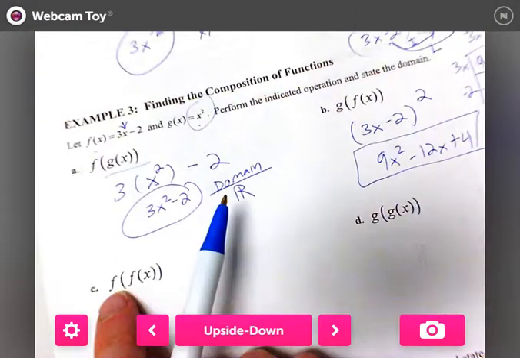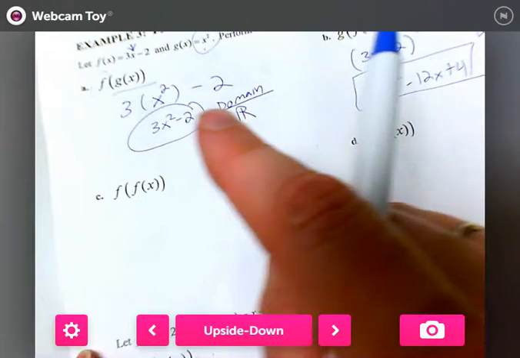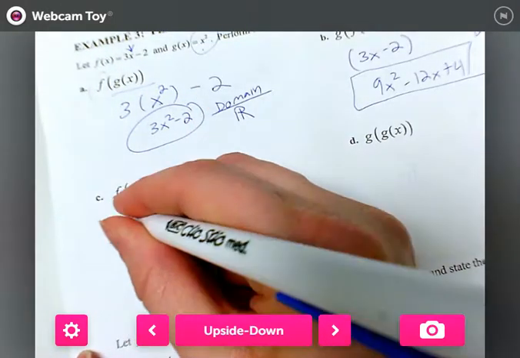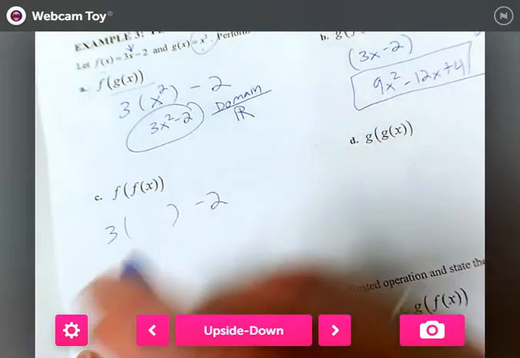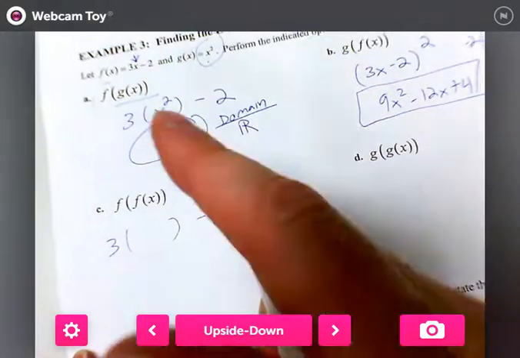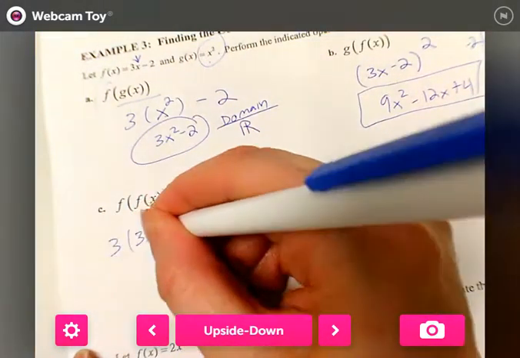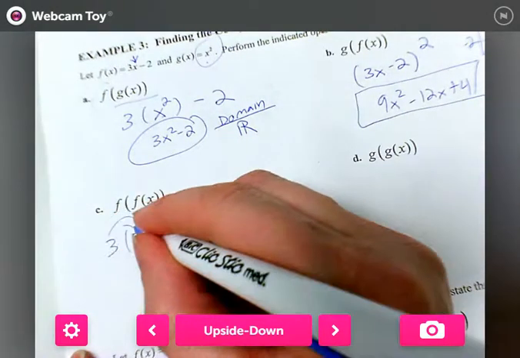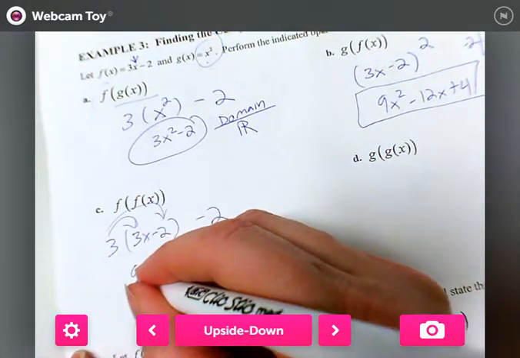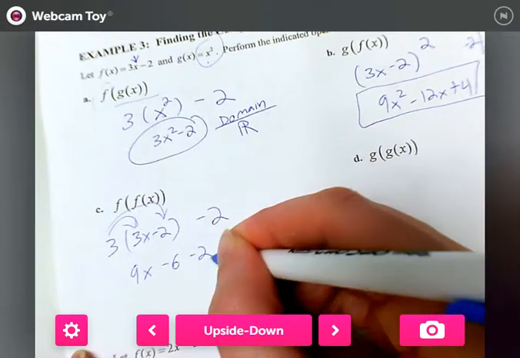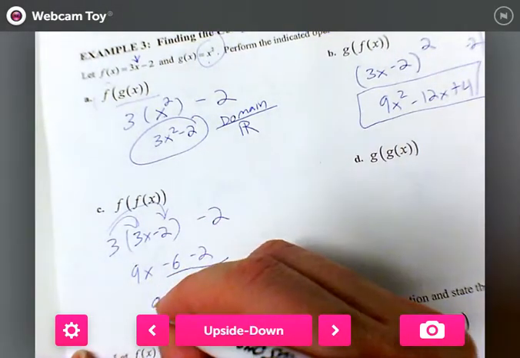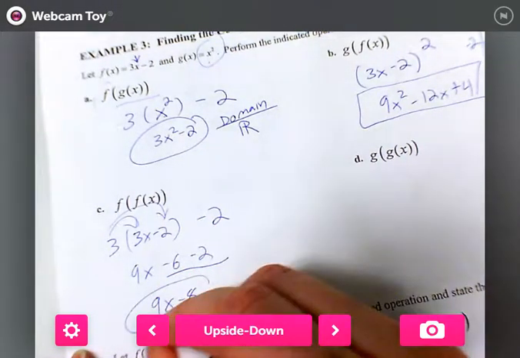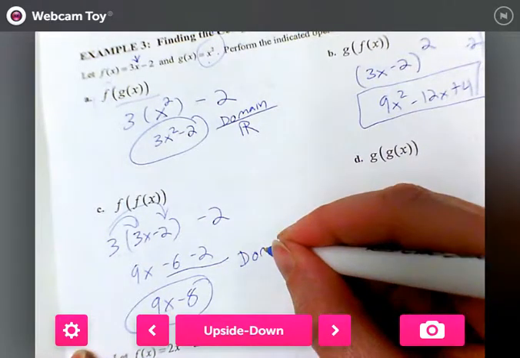Okay, so for C, we're going to go 3 parentheses minus 2, and then we're going to put f of x back in there, which is 3x minus 2. Then we just distribute. And we get 9x minus 6 minus 2. We combine like terms. 9x minus 8 is my answer. Domain for this one is also all real.